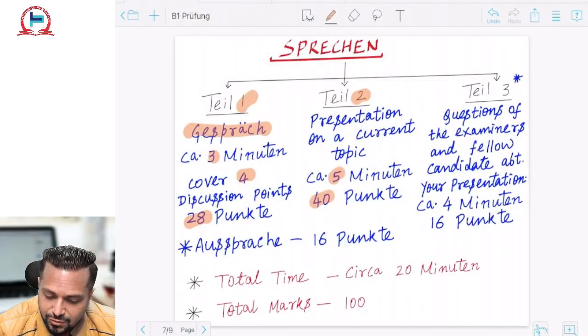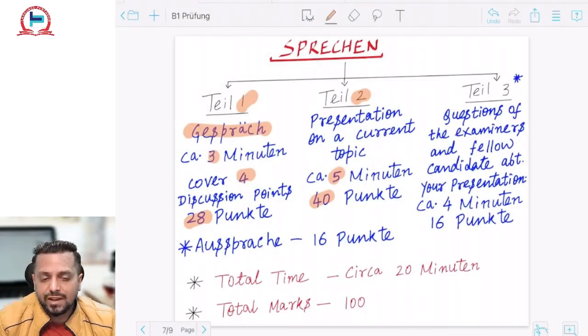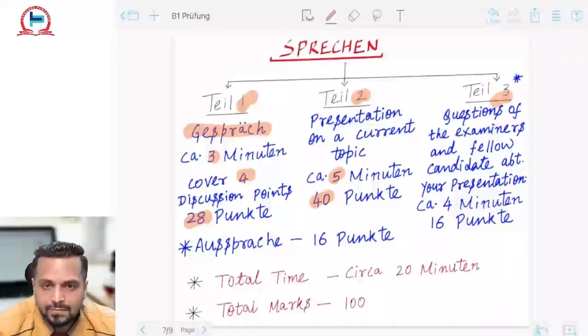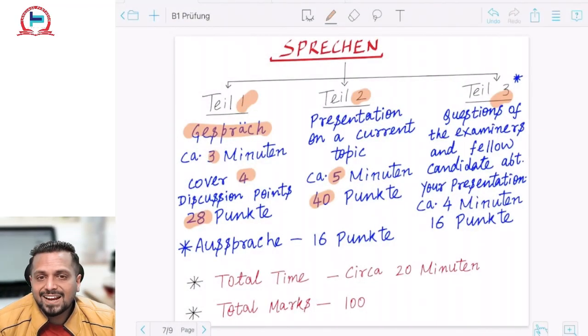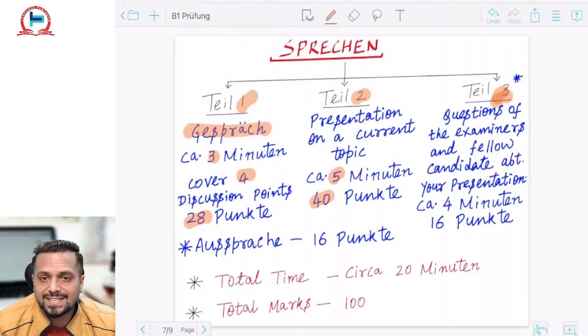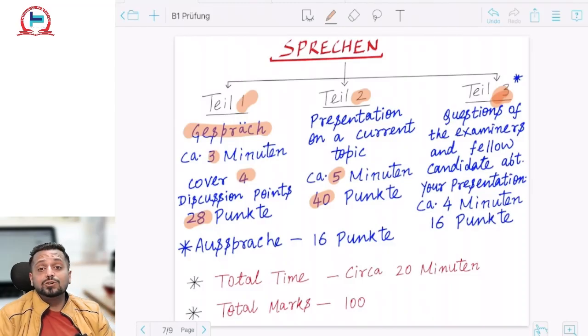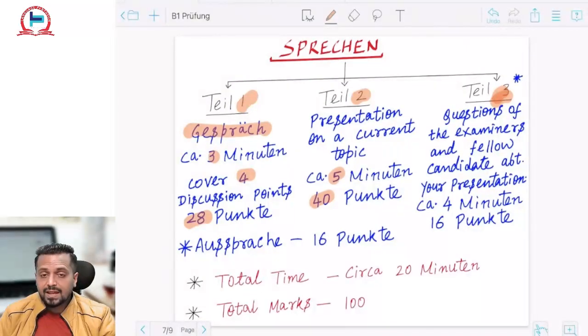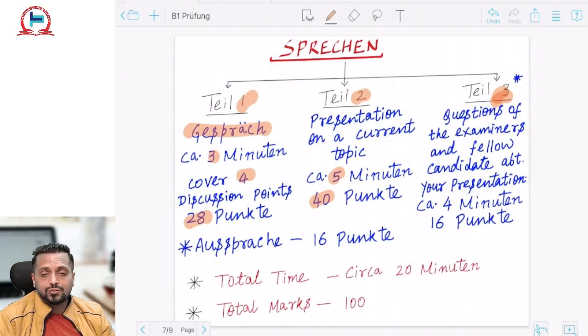So Teil 1 was 28 marks, and Teil 2 was 40 marks. Teil 3 deals with the questions of the examiners and the fellow candidate about your presentation. You have presented on some topic, right? Based on this presentation, the examiners are going to ask you some questions. Even the fellow candidate is going to ask some questions. You are going to react to the questions, as in respond to them.